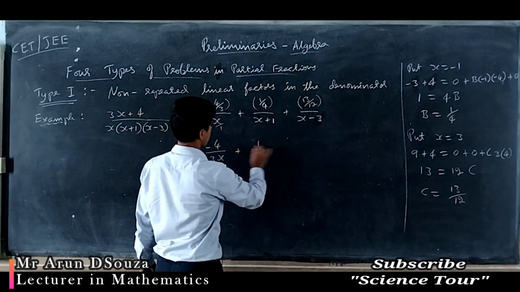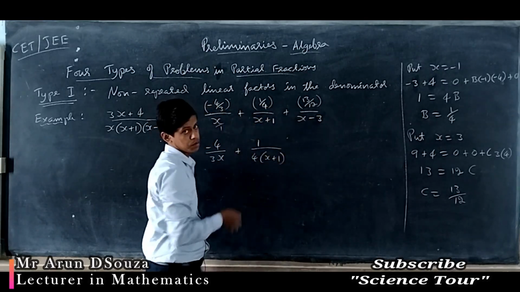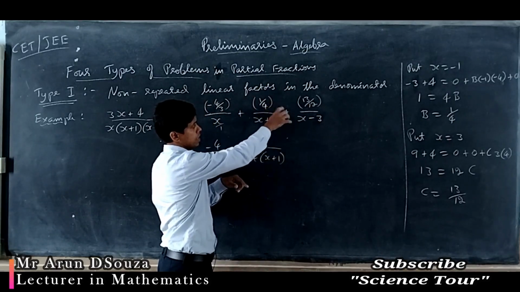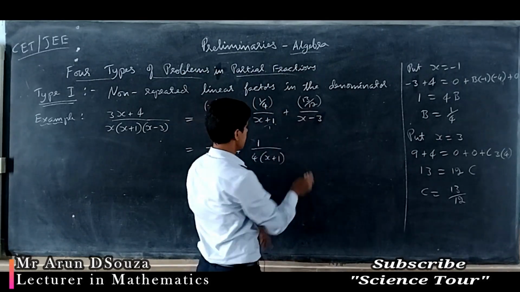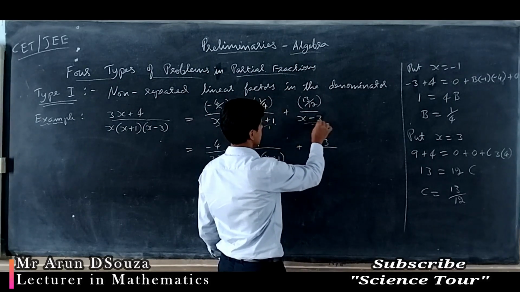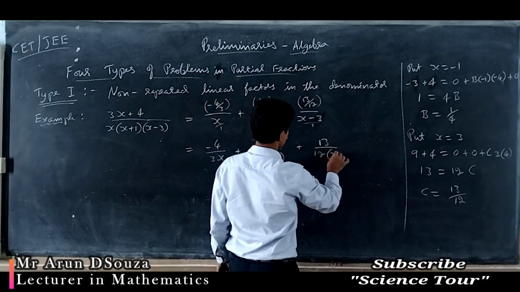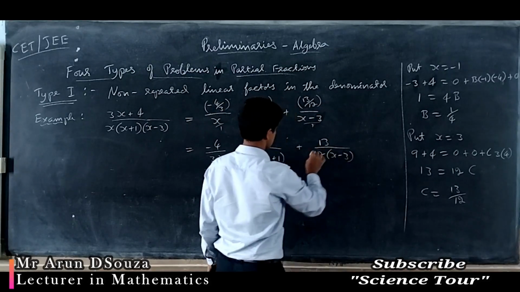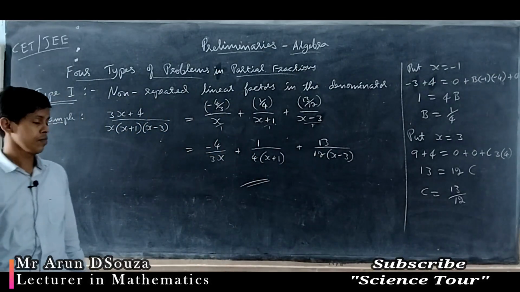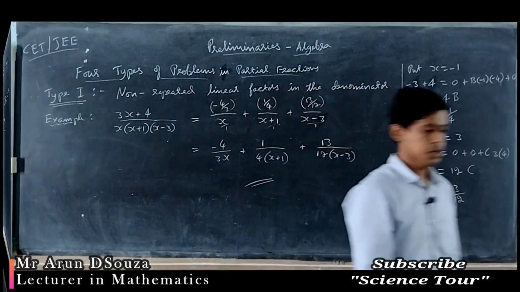Similarly here, 1 by 4 into x plus 1. That 4 will come in the denominator. Otherwise, you can think like this. This is 1 by. So when it goes up, 1 by x plus 1 here. Okay, fine. Now here, this is like 13 in the numerator. So this is divided by 1. So 1 by x minus 3 here. So 12 into x minus 3 there. So that is the factors that we were expecting.